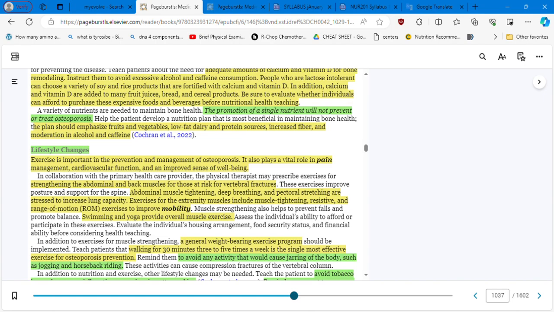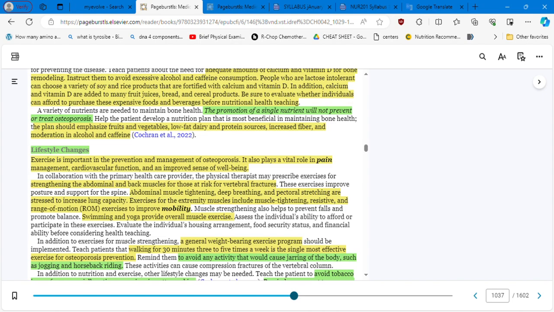And just remember that the promotion of a single nutrient will not prevent or treat osteoporosis, meaning that not because the patient is taking a lot of vitamin D. First of all, if the patient does not know his vitamin D levels, he cannot prescribe himself vitamin D. So, okay, I'm taking a lot of vitamin D. Yes, but you are not taking your calcium, you are not taking your vitamin C, and you have to do all of them together in order to see progress, okay?